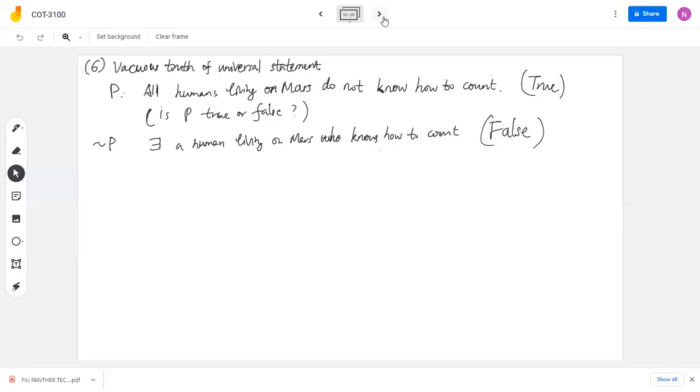And in general, we say the following statement: for all x in D, if Px, then Qx, is called vacuously true.